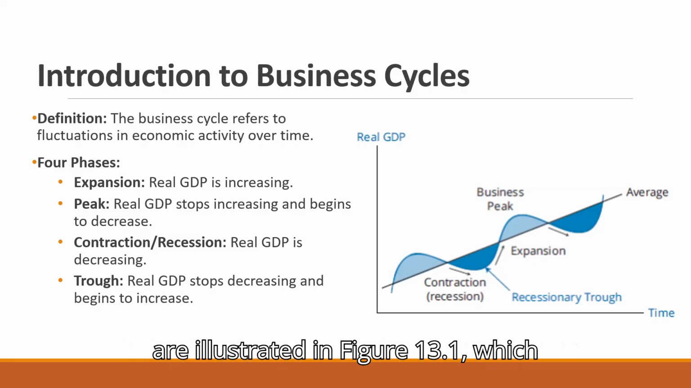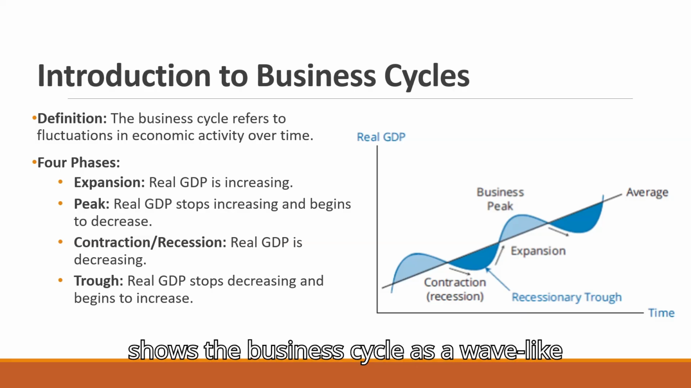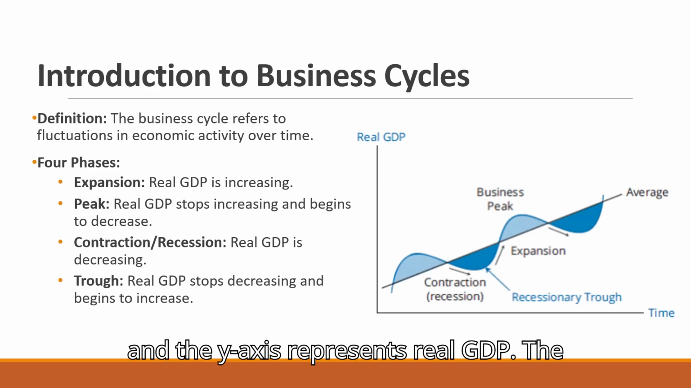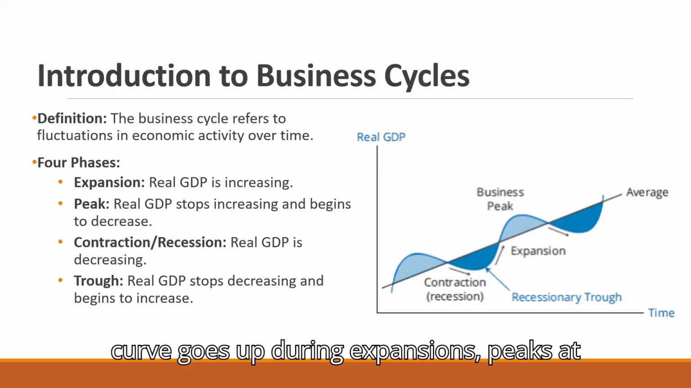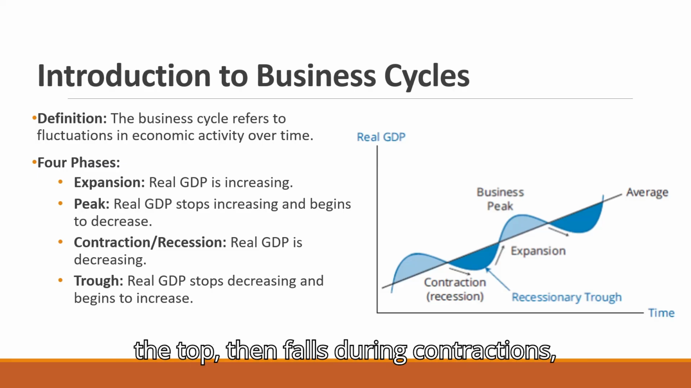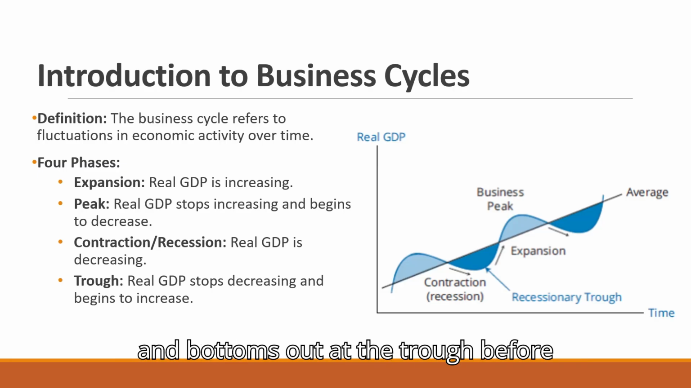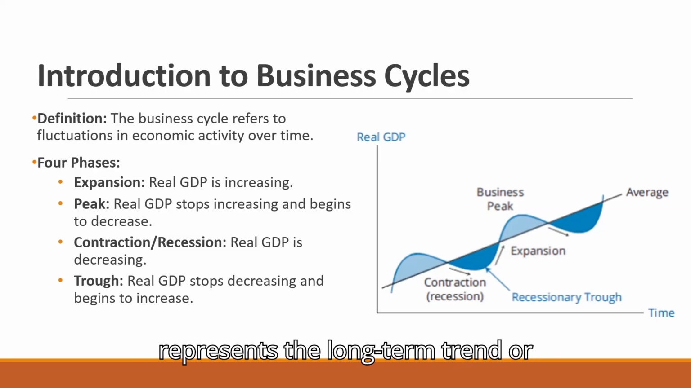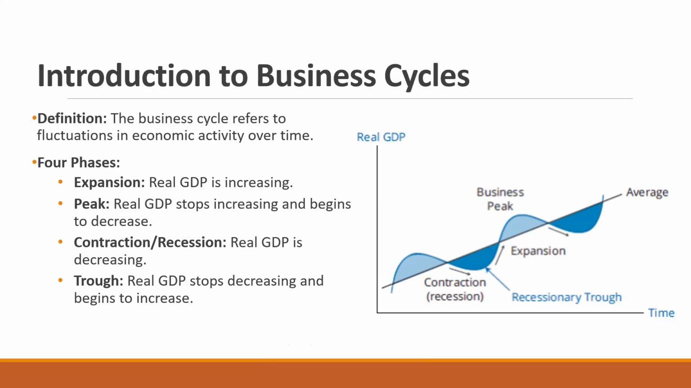These phases are illustrated in Figure 13.1, which shows the business cycle as a wave-like curve. The x-axis represents time, and the y-axis represents real GDP. The curve goes up during expansions, peaks at the top, then falls during contractions, and bottoms out at the trough before starting to rise again. The average line represents the long-term trend or potential GDP.